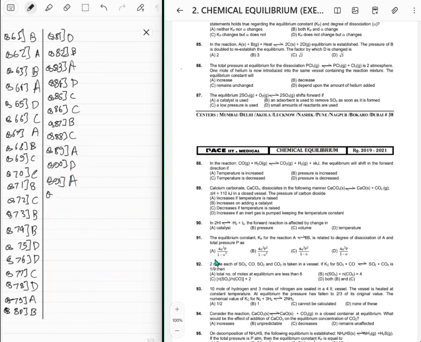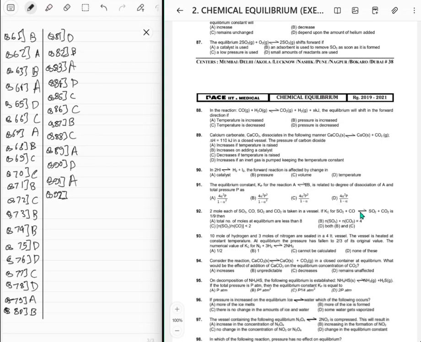Question number 92. 2 moles each of SO3, CO, SO2 and CO2 are taken in a vessel. If Kc for this reaction is 1 by 9, then the total number of moles at equilibrium is less than 8.